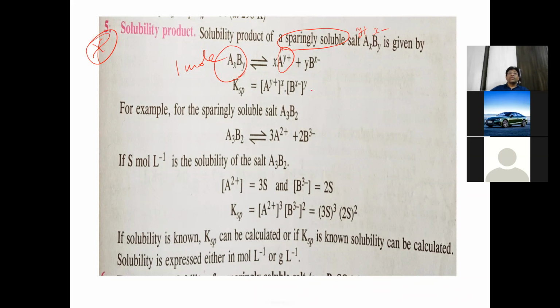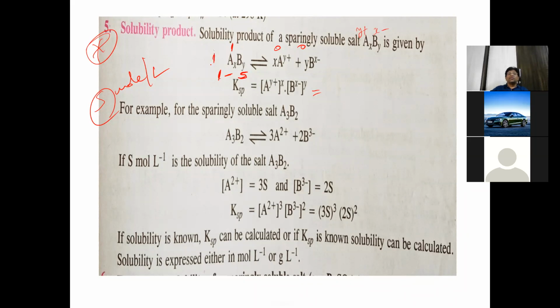And suppose we take this one here. Initially 1 mole we have taken, and initially 0 moles of products. After some time, from this 1 mole, how much will be soluble? Only S will be soluble. S moles per liter is dissolved here. S is the solubility in moles per liter. So 1 minus S will be left over. From 1 mole, a very small quantity, S moles per liter, dissolved, and the remaining 1 minus S is left undissolved.